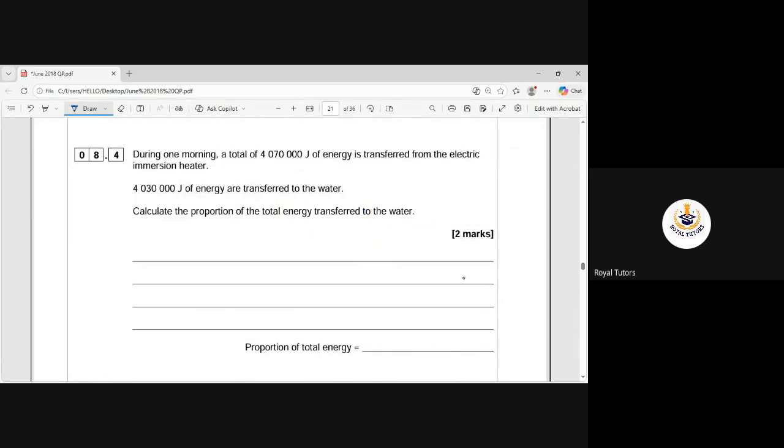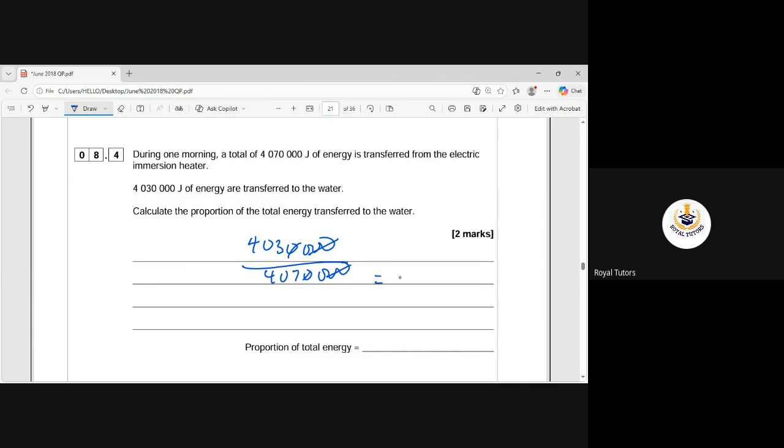The next one says, during one morning, a total of 4,070,000 joules of energy is transferred from the electrical immersion heater, and 4,030,000 joules of energy are transferred to the water. Calculate the proportion of the total energy transferred to the water. The proportion is the energy transferred to the water over the total energy transferred from the electrical immersion heater. That will be 4,030,000 over 4,070,000. So you can simplify that, and that will be 403 over 407.